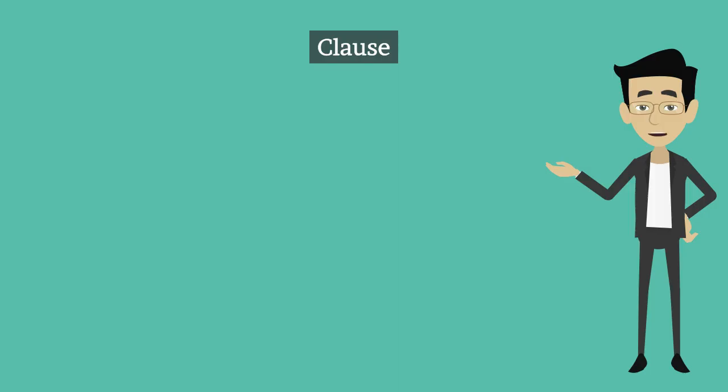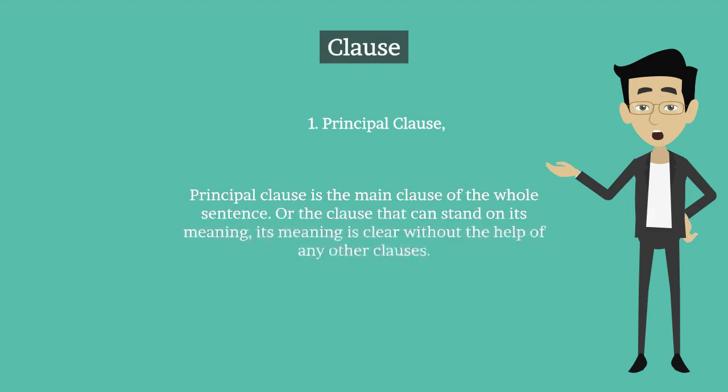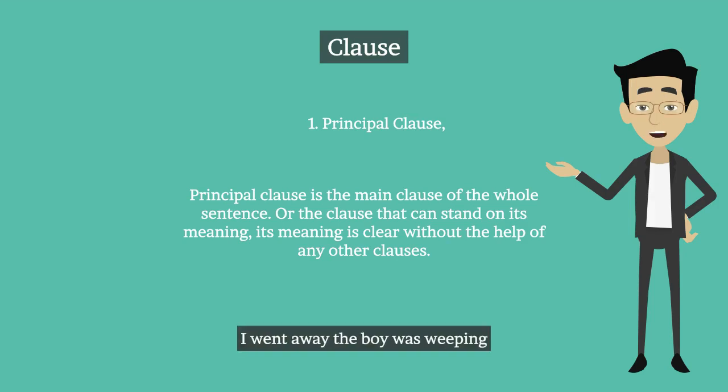In general, there are three kinds of clause. First one, principal clause. Second one, subordinate clause. And third one, coordinate clause. Now we'll see principal clause. Principal clause is the main clause of the whole sentence, or the clause that can stand on its meaning. Its meaning is clear without the help of any other clauses. For example, I went away, the boy was weeping.